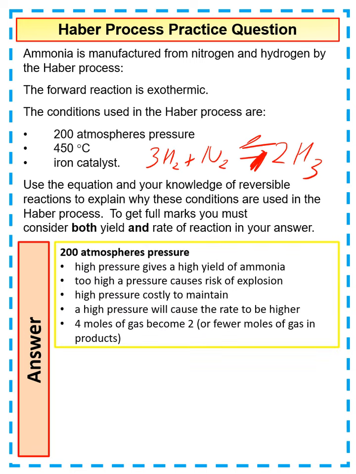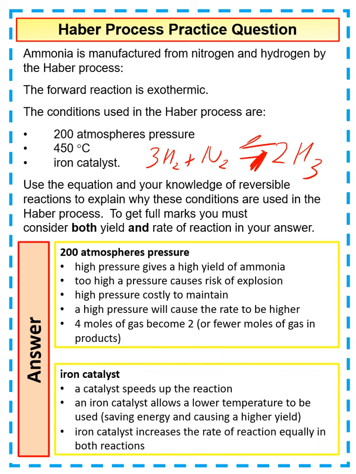So the first thing that we can talk about is the pressure. A higher pressure gives a high yield. We don't want to use too high a pressure because it causes a risk of explosion. High pressure is costly to maintain, however. High pressure will favour the forward reaction because we're going from 4 to 2 moles.